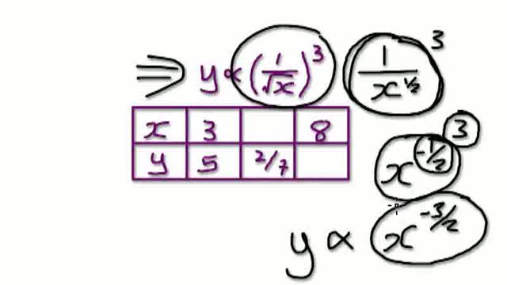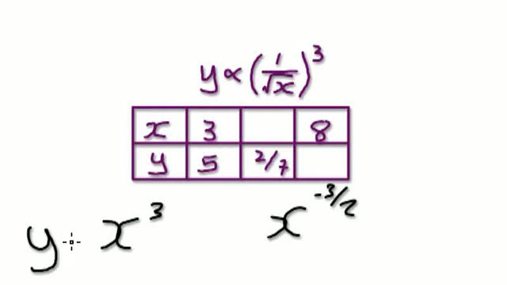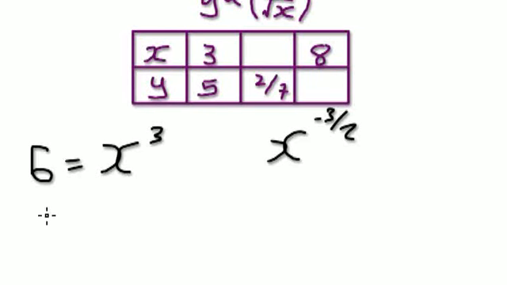Anyway, do whatever you have to do. Find out this and this. And by the way, another clue: if you have x to the power of 3, let's say y equals this, and let's say this is 6, and you want to find out what x is, you would cube root both sides. You would take the 6 down and then cube root it. Then that will give you x.